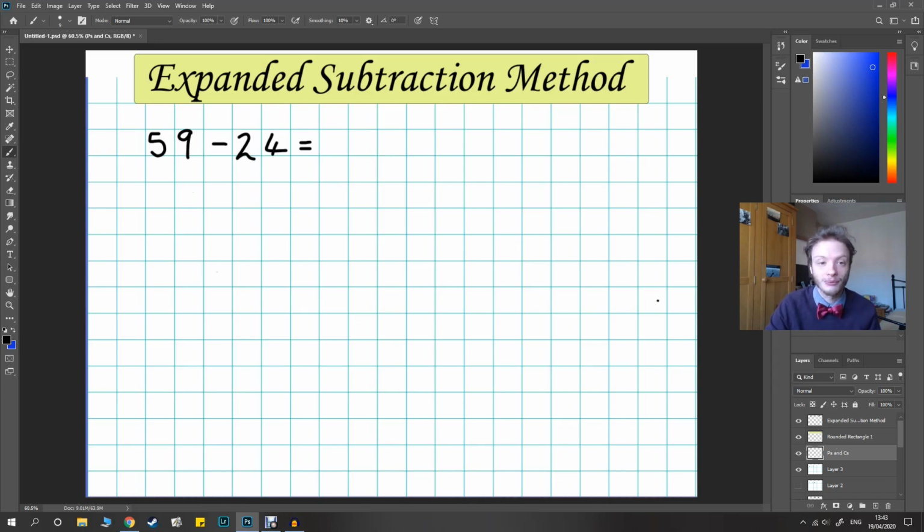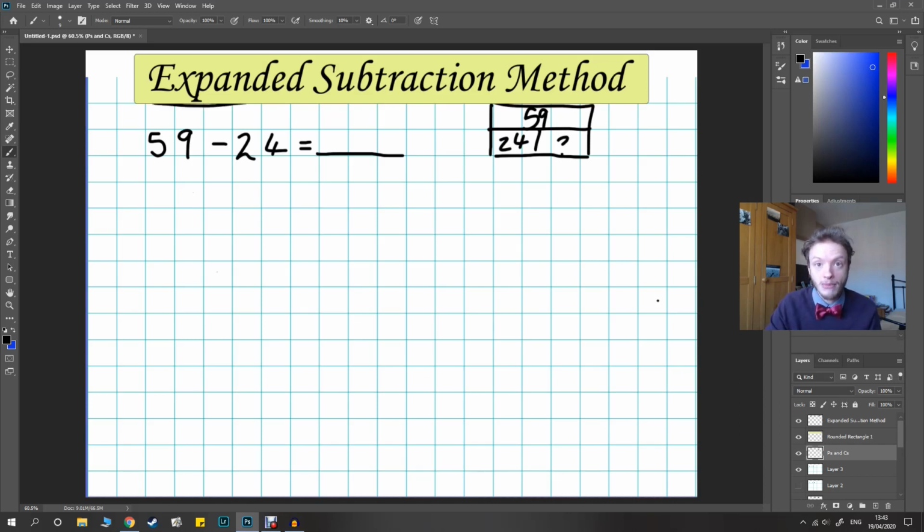Brilliant, let's get started. Right, I've already got my number sentence set up here. I've got 59 take away 24, and I'm trying to work out what that is. What does it equal? If I were to draw that in a bar model, it would look something like this. I would have 59 on the top, that's the whole. One of the parts is 24, and I'm trying to work out what that other part is. This is an expanded method.